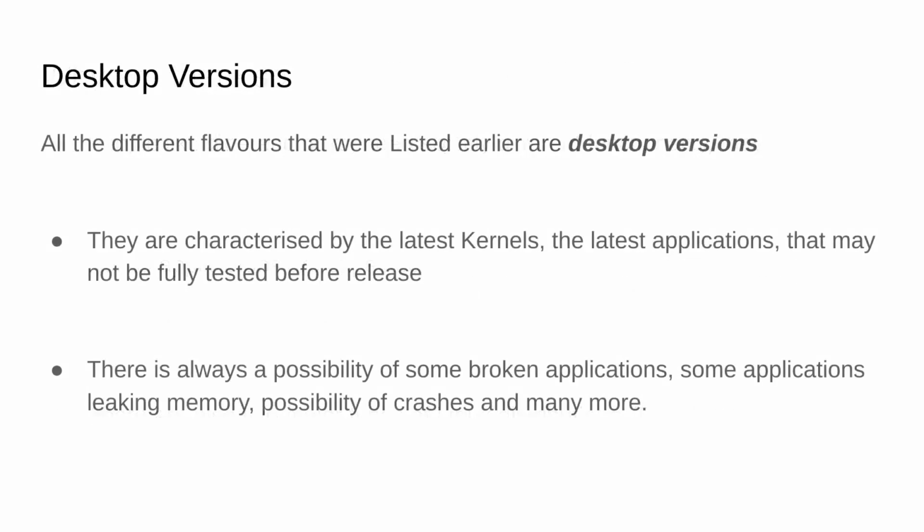The desktop versions, all the different flavors that we have listed earlier are desktop versions, and there are many more. They are typically characterized by the latest kernels, the latest applications that may not be fully tested before release. There is always a possibility of some broken applications, some applications leaking memory, possibility of crashes, and many more that makes these desktop versions unsuitable for a server kind of an environment where the server is supposed to be continuously on and available.